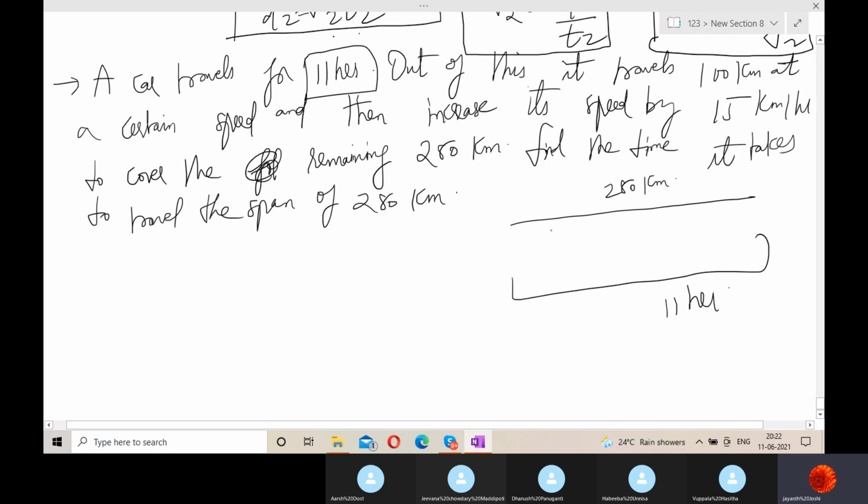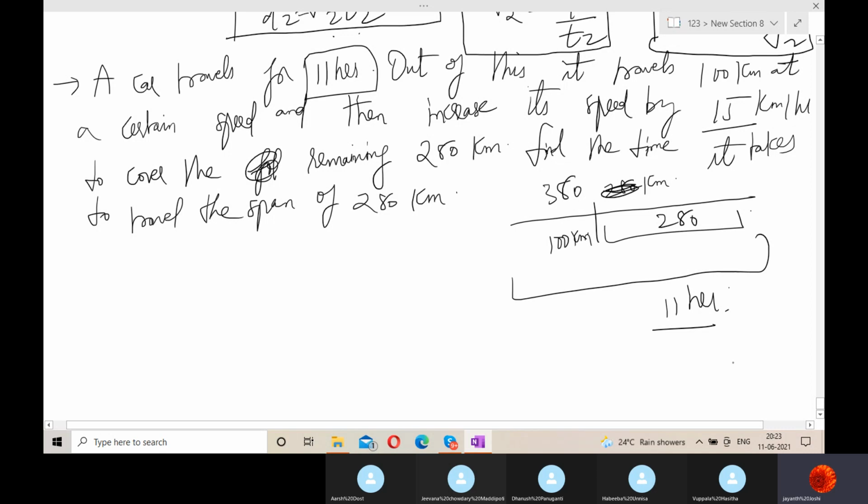11 hours. Out of this 11 hours, it travels 100 kilometers at a certain speed. So till 100 kilometers, it travels at some speed, and then they increase the speed by 15 kilometers per hour to cover the remaining 280 kilometers, the leftover. Correct or wrong? Oh my god, this is not 280 in total. This is the remaining 280, so the total may be 380. Yes. All of you understood the question.